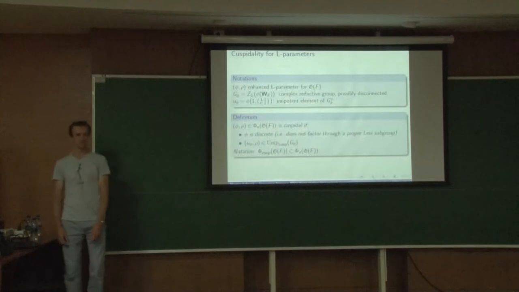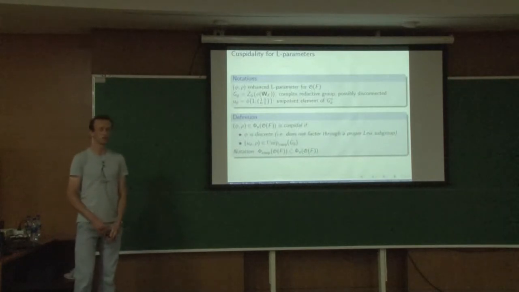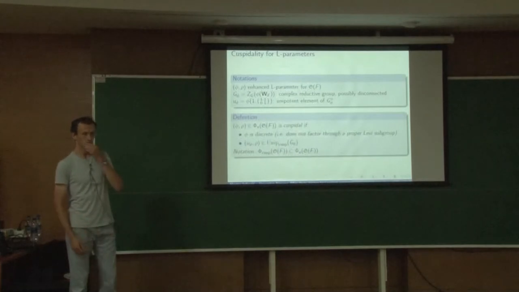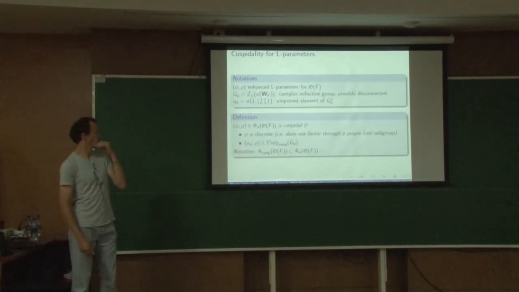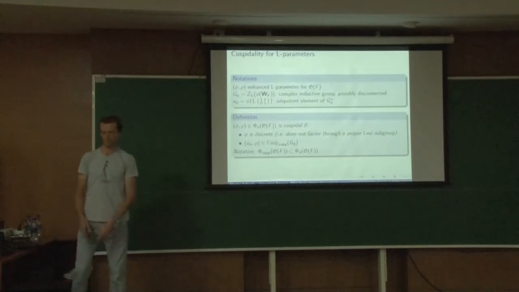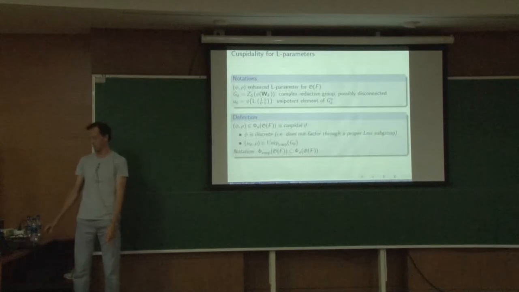Is φ discrete, or is (φ, ρ) discrete? Discrete is a property just of φ. You don't need the ρ to specify that. The representation of W_F × SL2 should not factor through a proper Levi subgroup. This actually involves SL2(C), yes. So that involves the Weil group, but also the u in some sense, that's true. But the discreteness test does not involve ρ.